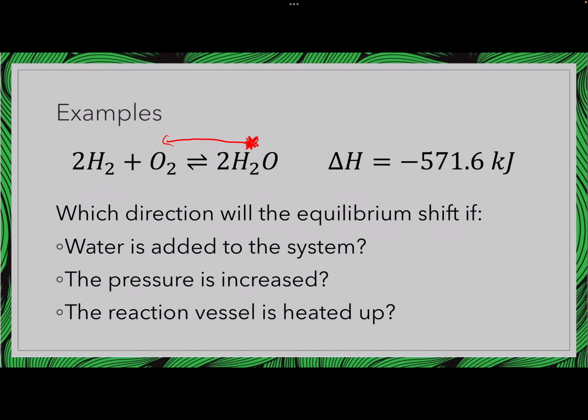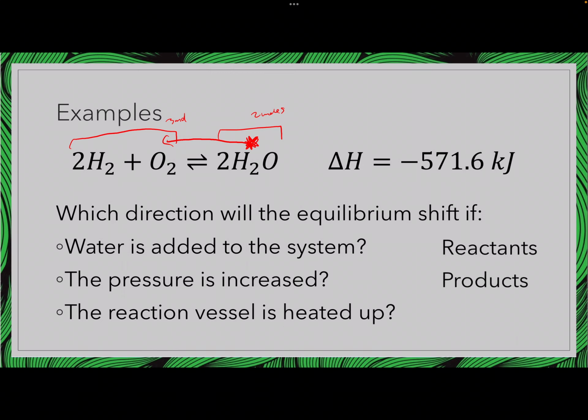If the pressure is increased, so let's have a look. Firstly, we've got 3 moles on this side. We have 2 moles on this side. So if we increase the pressure, it's going to go to the side with fewer moles, so it'll go towards the products.